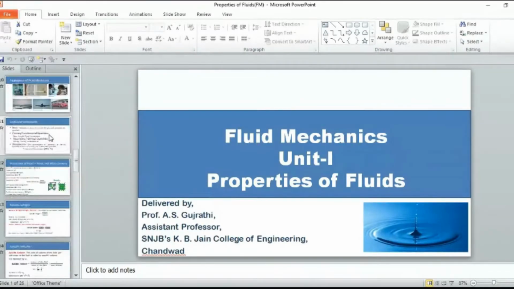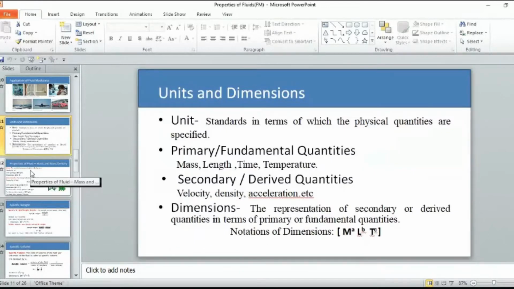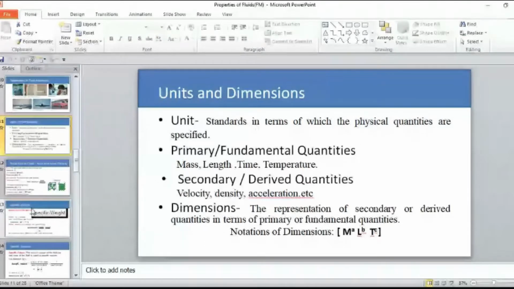So in our last lecture, we had started with the properties of fluid. Last time we had seen what is unit, what is dimension, and how to specify the dimension for any particular property, and A, B, and C are the coefficients. Then we had started with the properties of fluid.